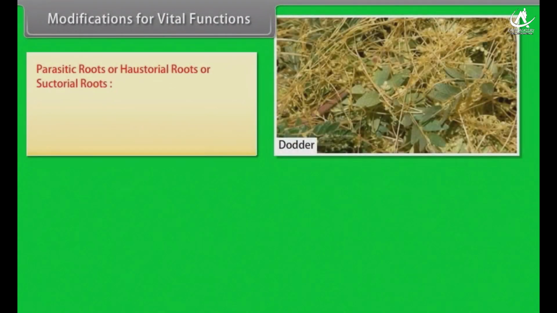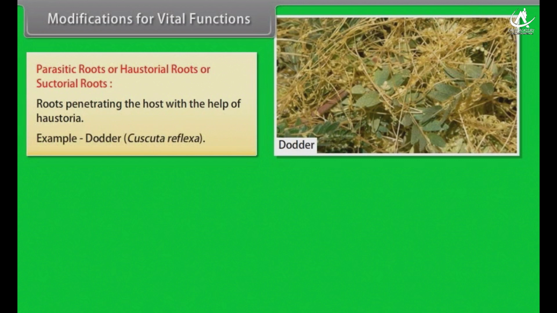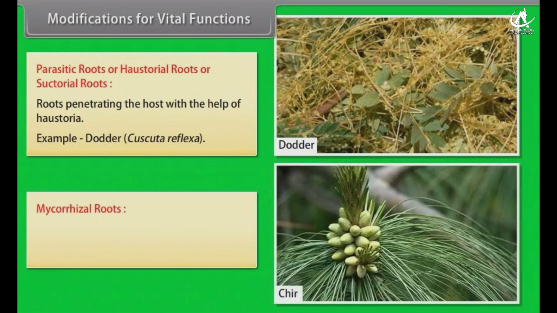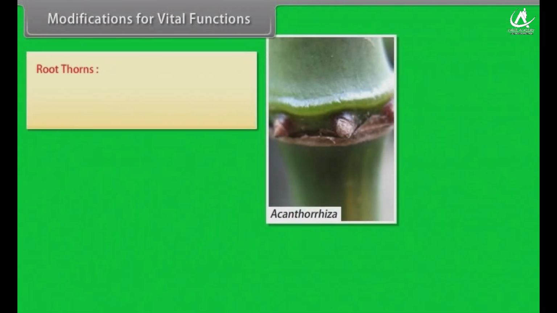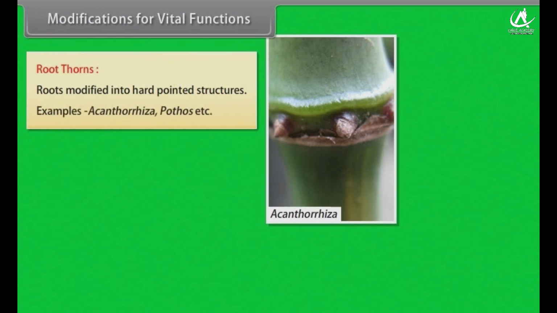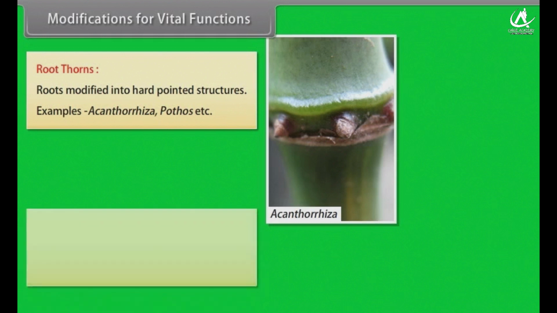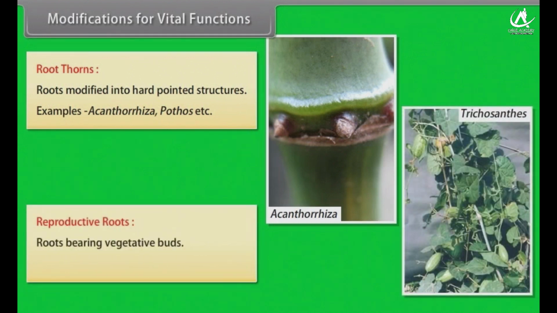Parasitic roots, haustorial roots or suctorial roots: roots penetrating the host with the help of haustoria. Example, dodder. Mycorrhizal roots: roots associated with fungi. Examples, pine, birch, etc. Root thorns: roots modified into hard, pointed structures. Examples, Acanthorhiza, pothos, etc. Reproductive roots: roots bearing vegetative buds. Examples, Trichosanthes, Ipomoea, etc.